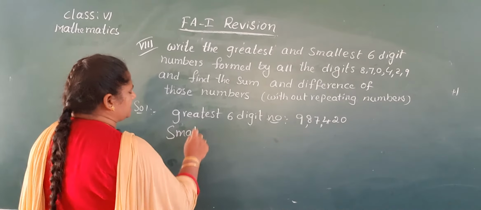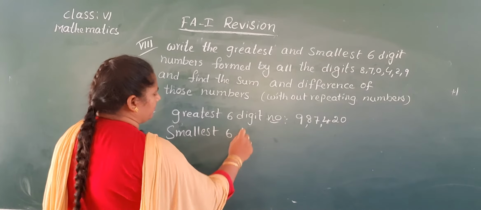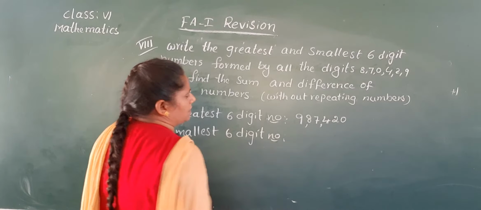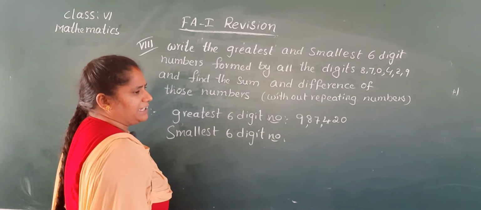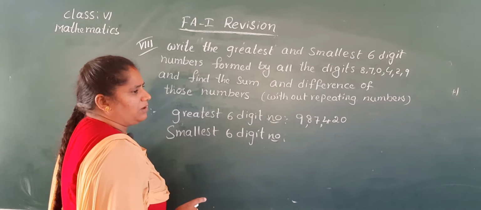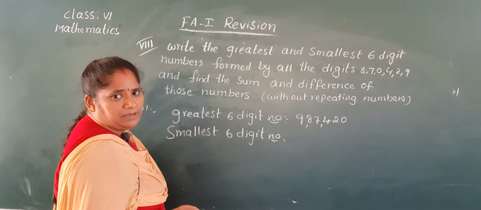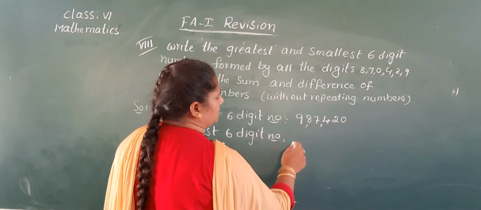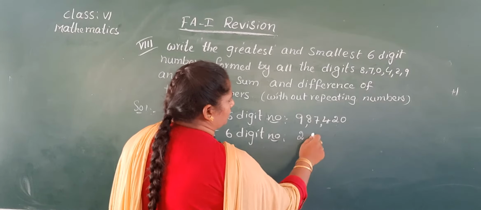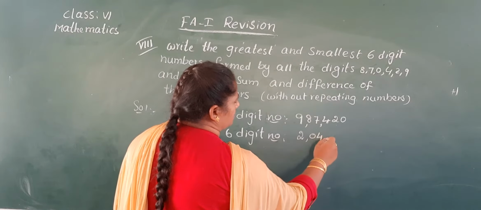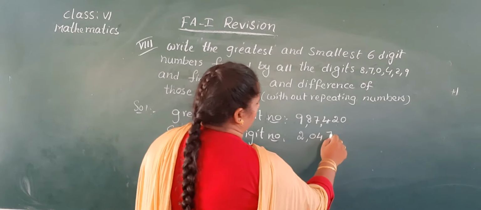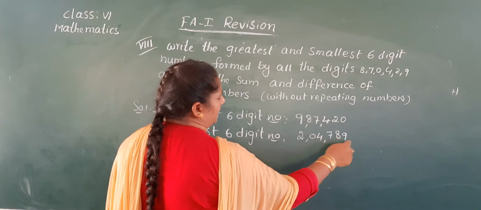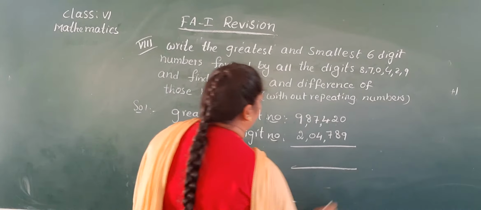Now the smallest 6-digit number. Don't start with 0, as already explained in the previous class. If you start with 0, it becomes a 5-digit number, because a 0 on the left side has no value. So go to the next smallest number, that is 2. So 2,04,789.